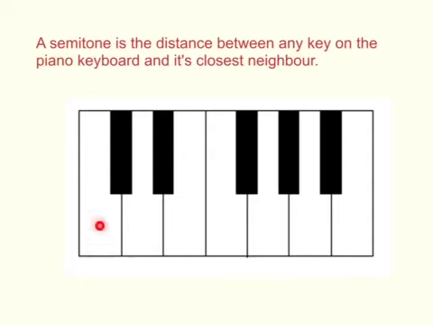For example, here's C, its closest neighbor is C sharp, also known as D flat. Here's another key, E flat, its closest neighbor is E natural, etc. So it's always whatever key is directly beside it.